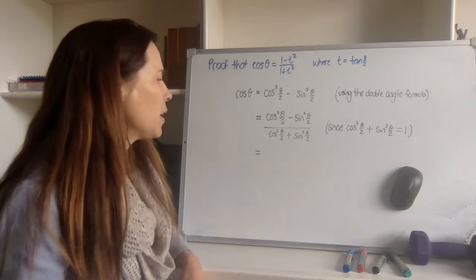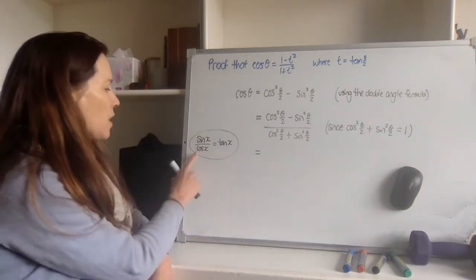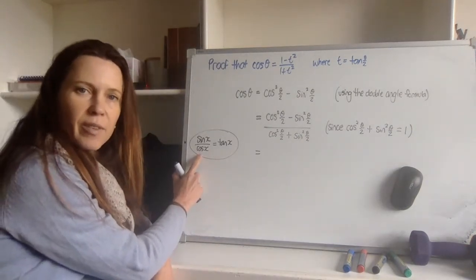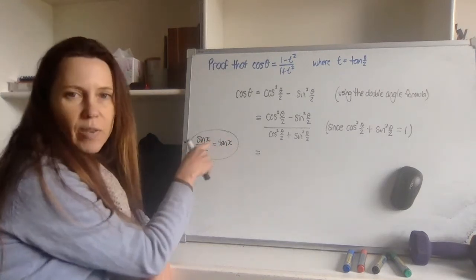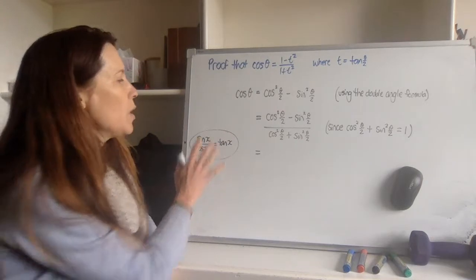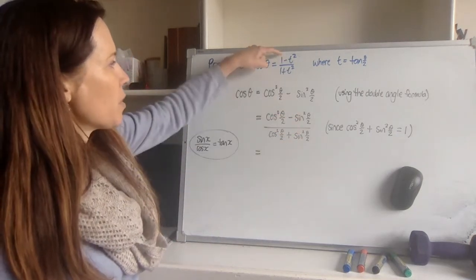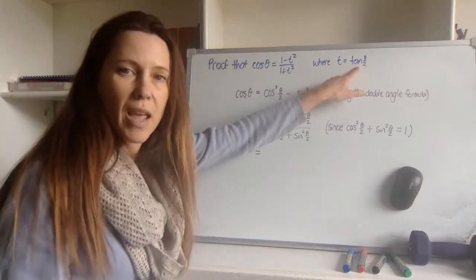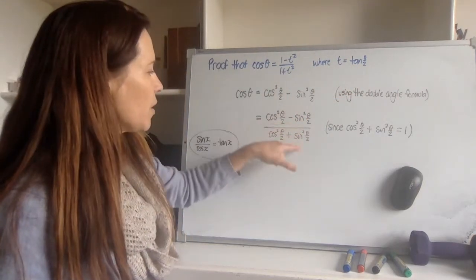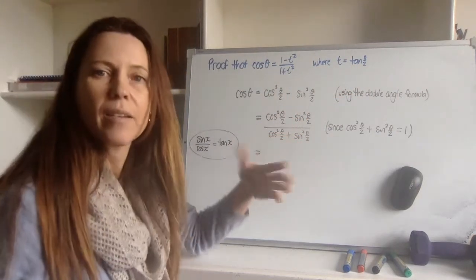Now for the next step, I'm keeping in mind that I know that sine of any angle divided by the cos of that angle equals the tan of that angle. You don't need to write that down, I'm just thinking that through. Because what I'm going for here is I want some 1s and I want some t's, and remember t is in terms of tan. So looking at what I've got over here, I've got sine squared of an angle.